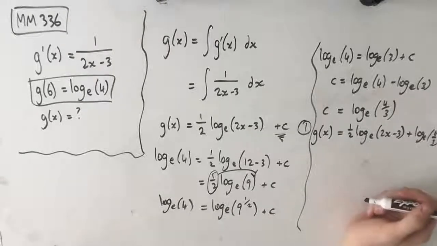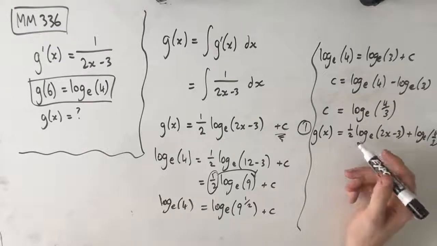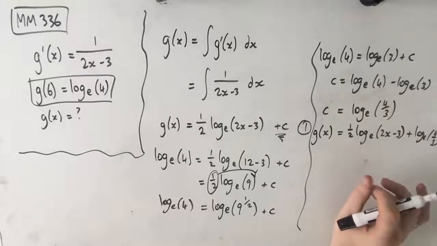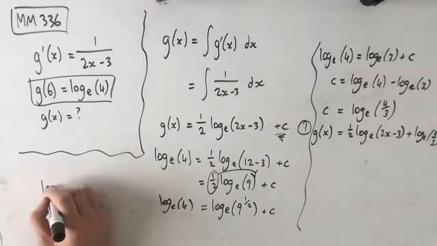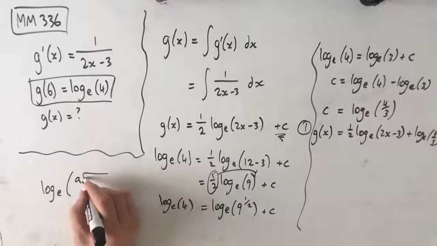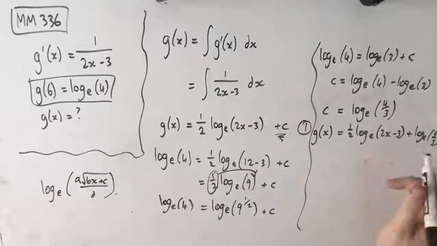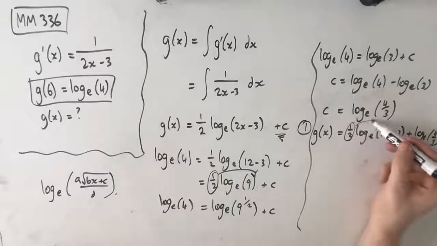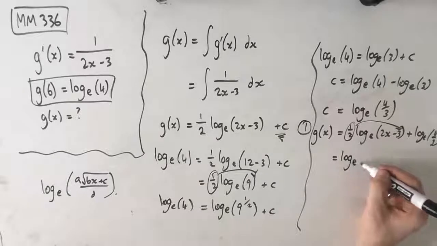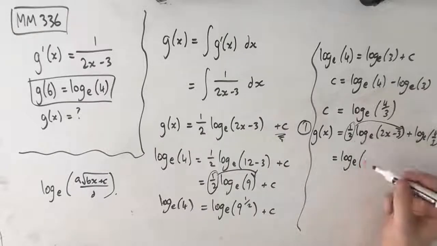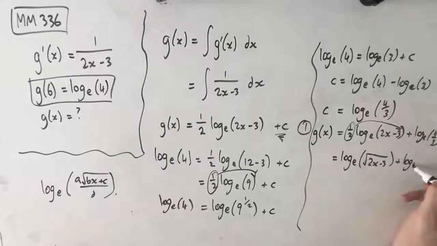Sweet. Now from here, again, we don't like these numbers out the front because we actually want the answer in the form that's given to us in the question, which is log e of a root bx plus c over d. Okay, so we want it all in one log, which means that we're going to have to take this number here and put it to the power of everything in this bracket. So remember, whenever we do something to the power of 1/2, it's the same as square rooting that. So we get square root of 2x minus 3 plus log e of 4 on 3.